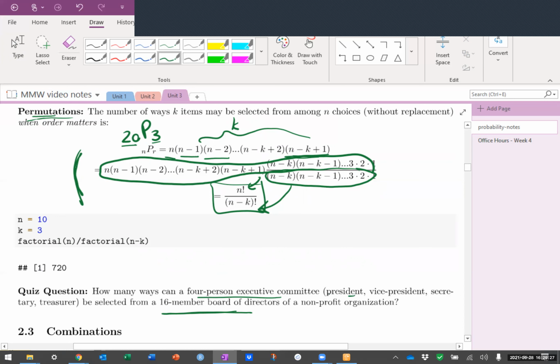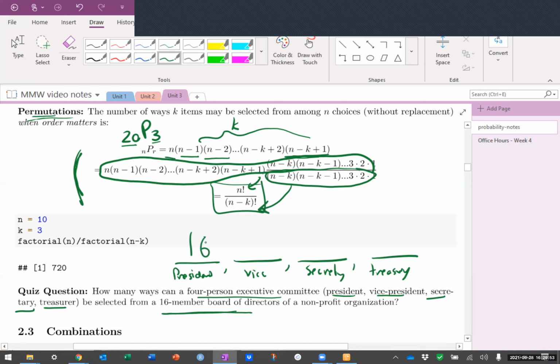If there are titles, that means it's kind of like putting them in a row where the positions matter. So the president would be first, vice president second, secretary third, and treasurer last. To pick the president first, there'd be 16, and then to pick the vice president, 15, and so on. And notice it doesn't matter the order I do this.